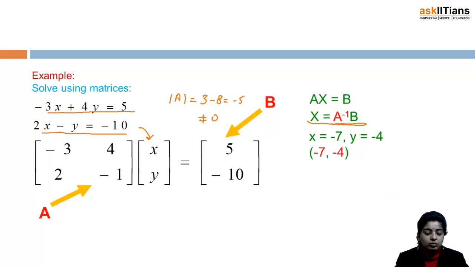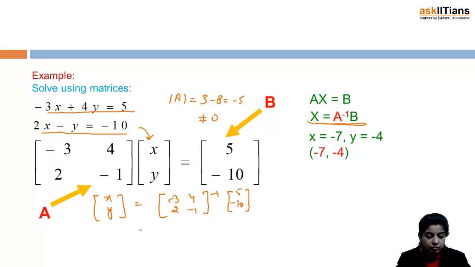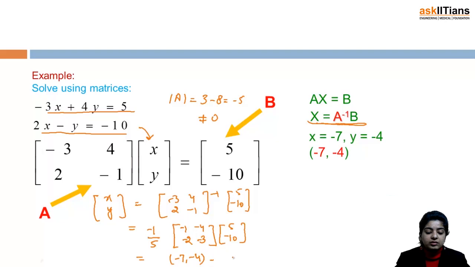So this is the unique solution, and A inverse you can directly find. You can write this as [minus 3, 4; 2, minus 1] inverse times [5, minus 10]. This is the direct solution, and in order to find A inverse, the determinant we have already computed. So I have minus 1 by 5, then [minus 1, minus 4; minus 2, minus 3], swapping the diagonal elements and negating the non-diagonal elements. Just solve this and you will get the solution as minus 7, minus 4. So this is the answer of this system.